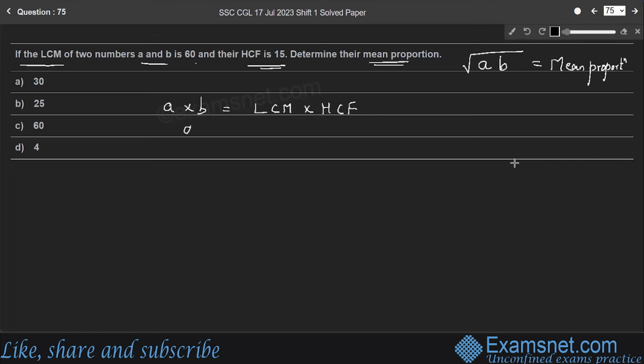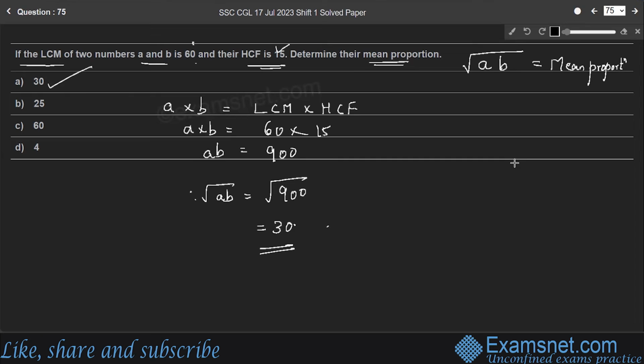So here A into B is equal to LCM is given, which is 60, HCF is 15, which is already given, which is equal to 900. So AB is 900. Therefore, root of AB, which is nothing but their mean proportion, is root of 900, which is equal to 30. Therefore, their mean proportion is 30. Option A is the right answer.